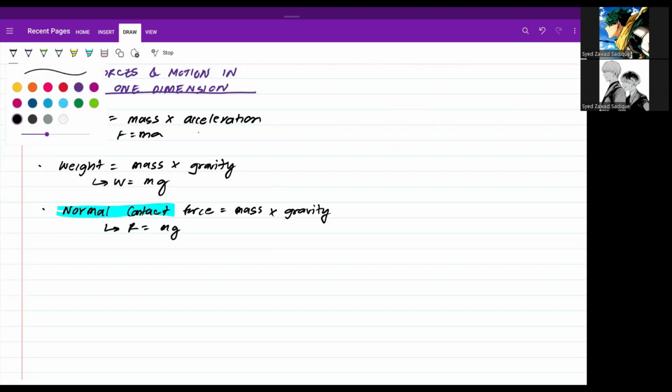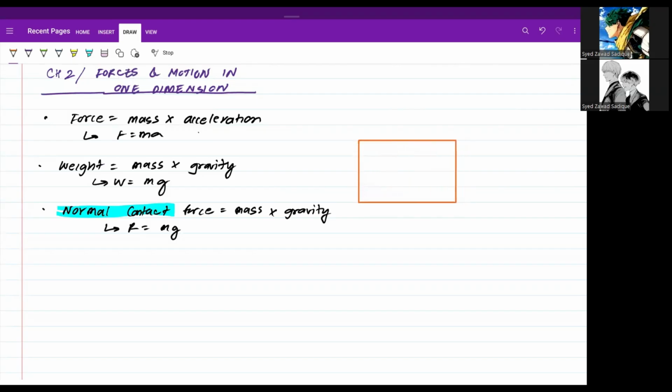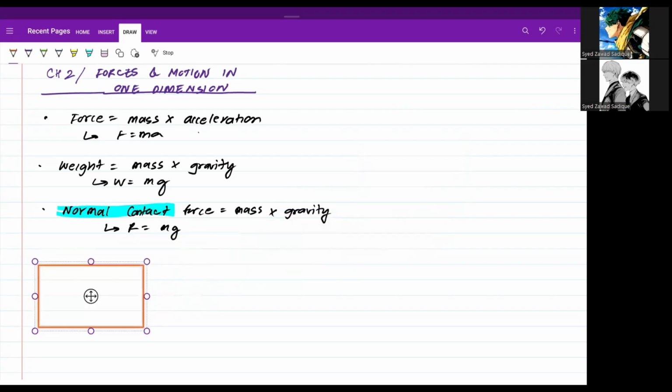Right. So as we go further down, you will understand that normal contact force has more significance than you think in A2. A lot of people might be thinking that this is as similar as it seems, but let me tell you, it's not. So what is normal contact force? I'll just give you a brief idea, I won't really explain it in depth.